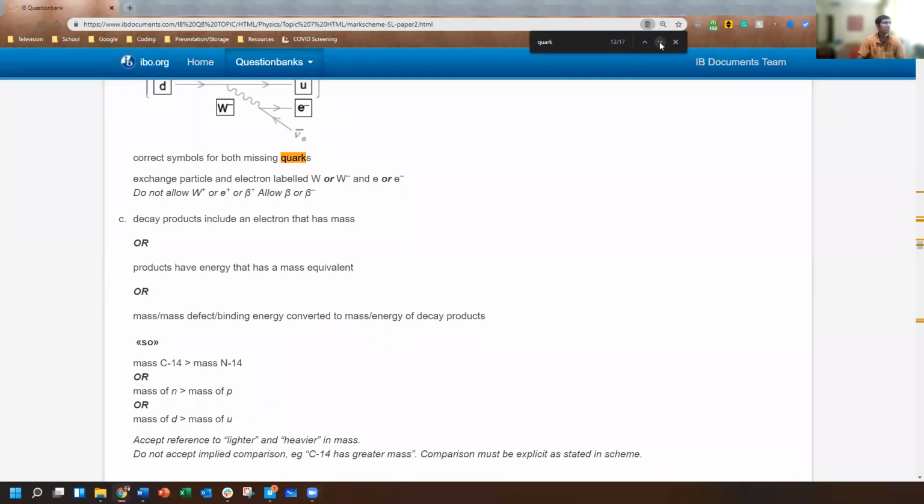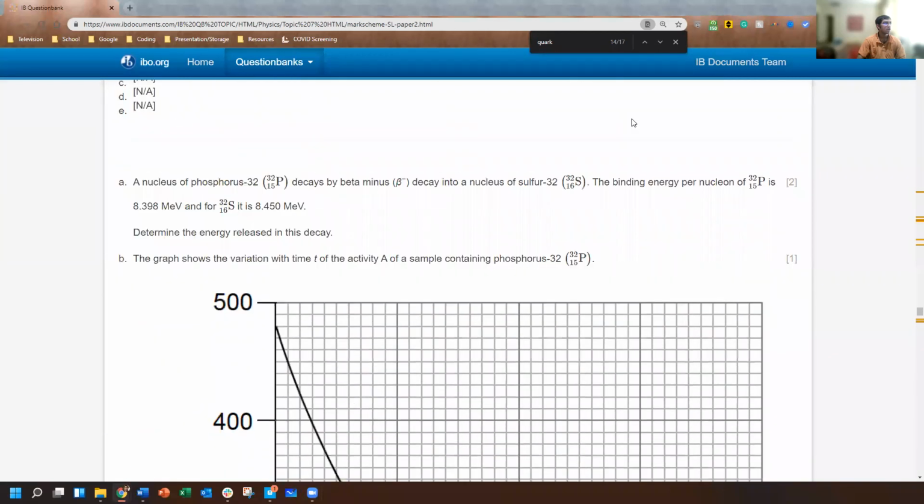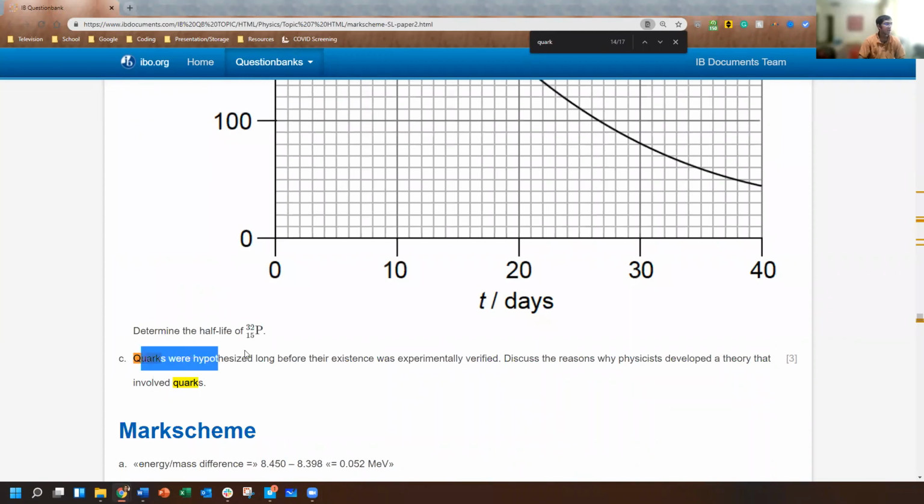Let's see now. Okay, this is like a half-life question. I'm just going to see this last part here. So quarks were hypothesized long before their existence was experimentally verified. Discuss the reasons why physicists developed a theory that involved quarks. That is an interesting question.